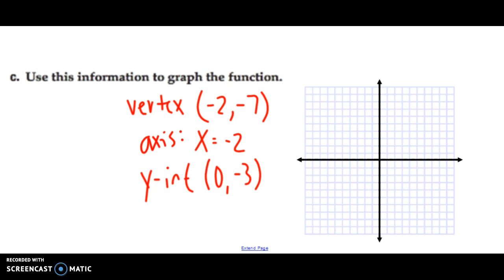Okay, so the first thing I did to graph it, I say, okay, well, my vertex is at negative 2, negative 7. I also know that my axis of symmetry is this dotted line right through here. It's going to be the same on the left as it is on the right. And then I have 0, negative 3 right there. I also knew that negative 1 is negative 6. Negative 3 is negative 6. And negative 4 is negative 3. And I just connect my dots. And there's my parabola. So, not too hard to do at this point.